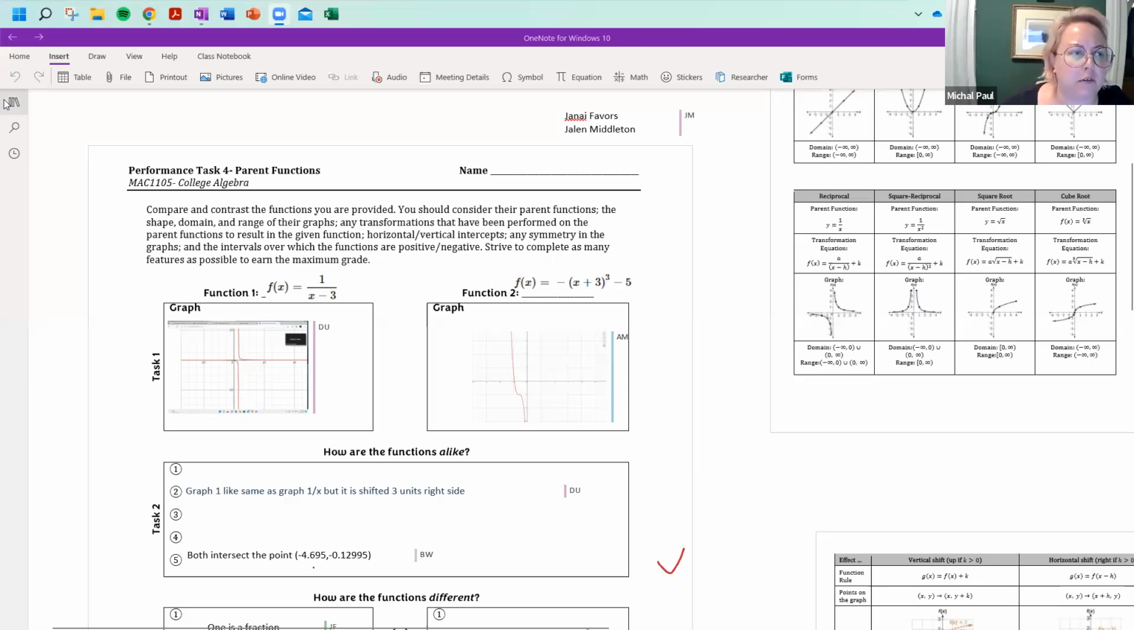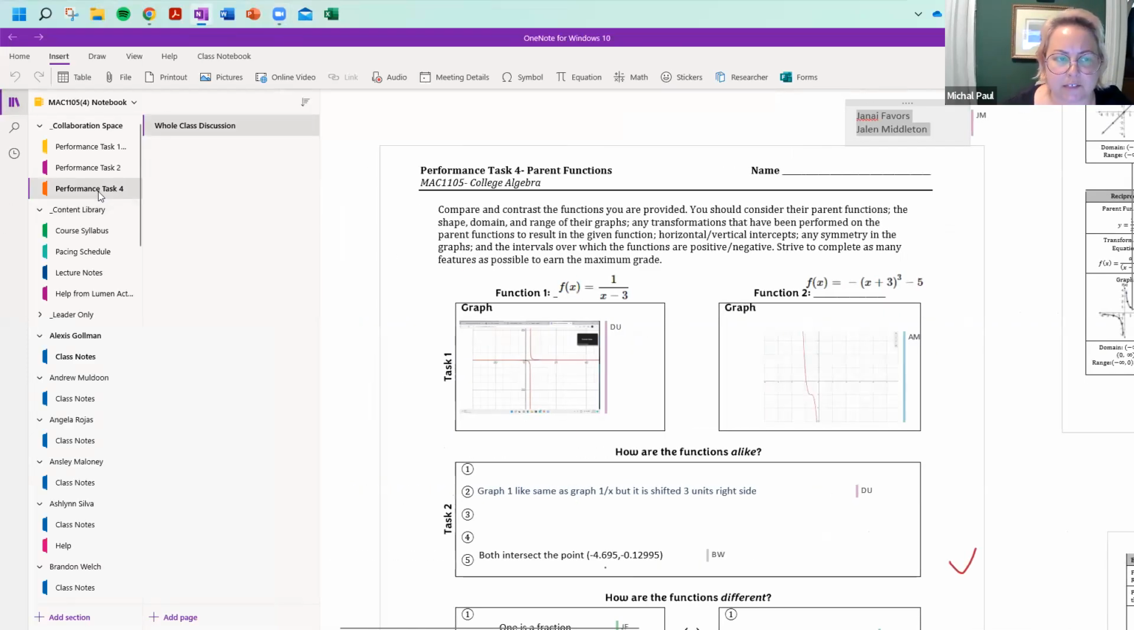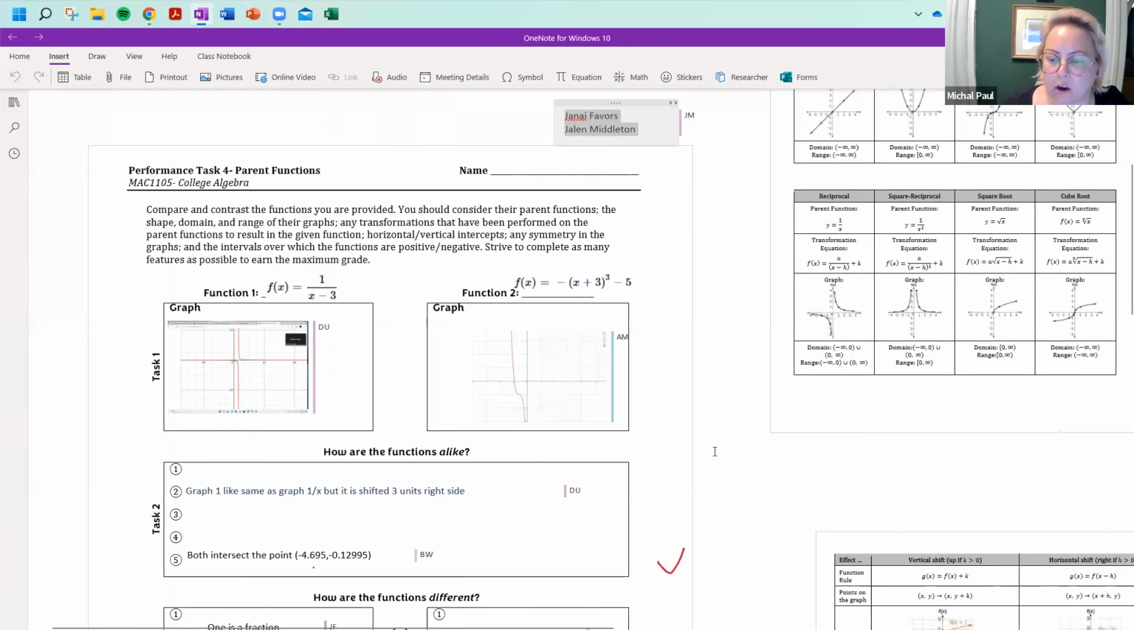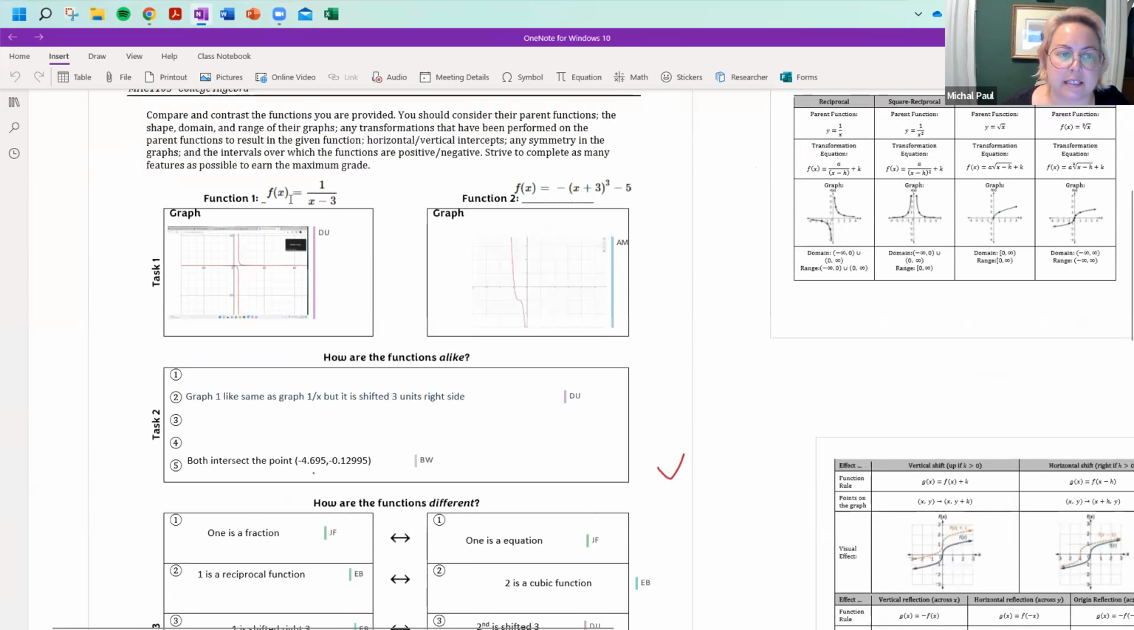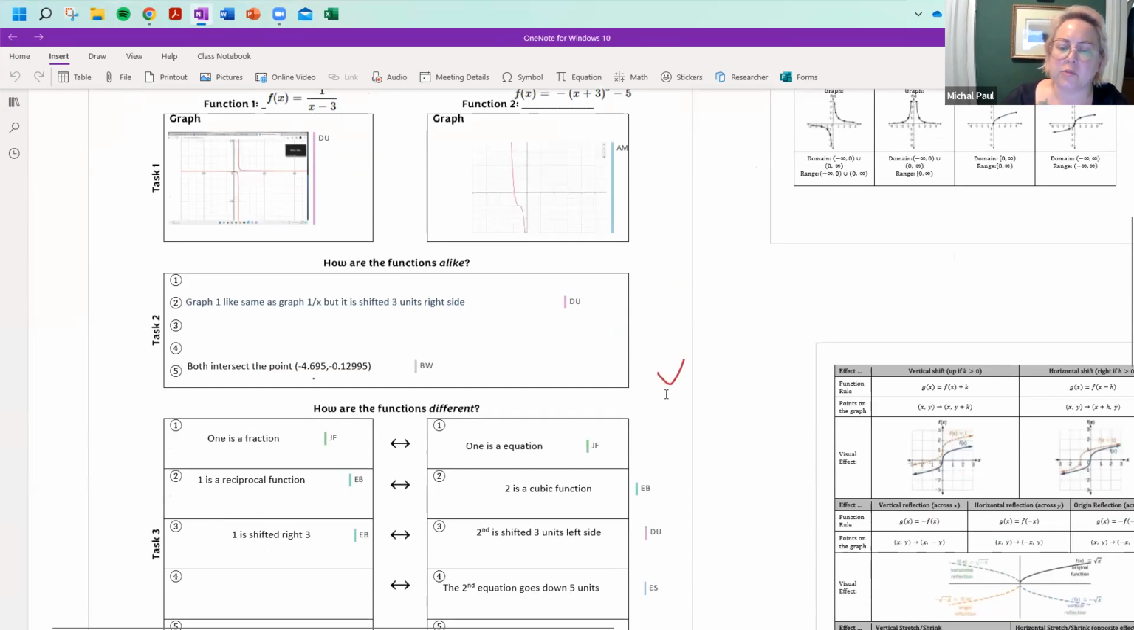So do you know what we're doing or where we are? No, ma'am. All right, I'm going to share my screen. We're in OneNote under performance task 4, whole class discussion. Every breakout group is working on the same document, and all we're doing is comparing and contrasting these two functions that I've provided here. We're comparing their graphs, doing all sorts of stuff like this. You just want to make some contribution to this document. We're going to come back out in a minute.